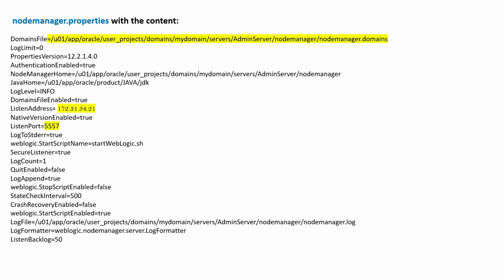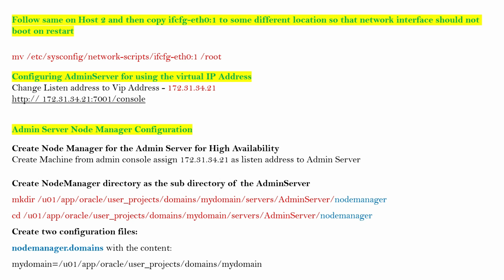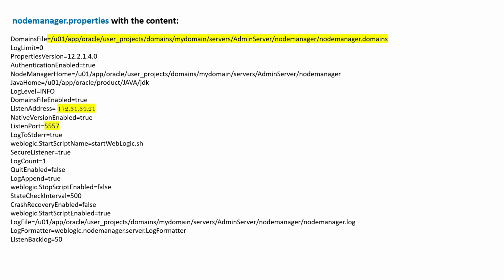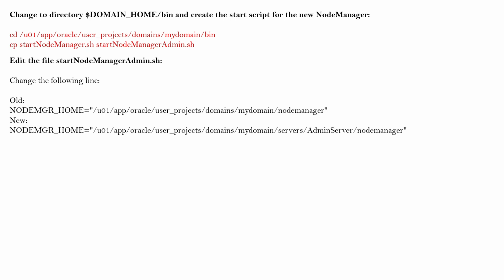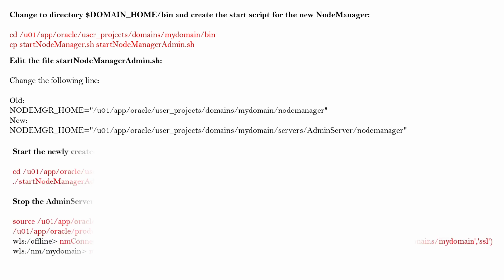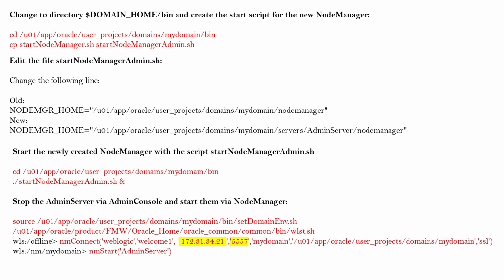So let me recap what we have done so far. It's very straightforward. We have created a new node manager directory inside the admin server folder. Inside that, we have copied the nodemanager.domains and nodemanager.properties files from the existing node manager home. Then we have modified the three parameters: the virtual IP, the port of our node manager, and the domain file location, right? And then we have copied the startup script of the node manager and renamed it for the admin server. And then we have changed the new node manager home in that file, right? And then we have started the node manager, right?